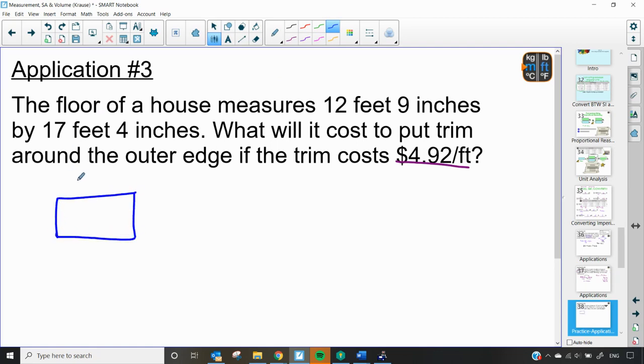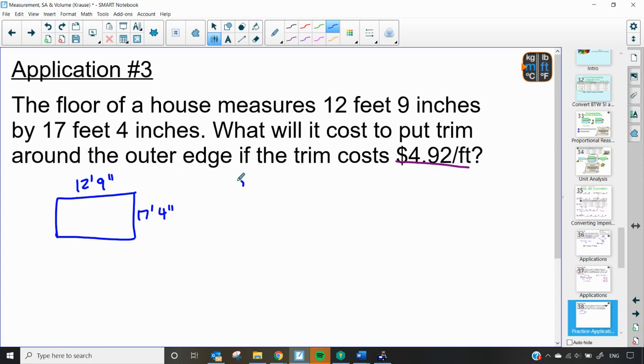We have 12 feet 9 inches and 17 feet 4 inches. And again, your diagram does not have to be to scale. We want to know how much it's going to cost to put the trim around the outer edge. We're looking at a cost per foot, so we want to convert these to feet.